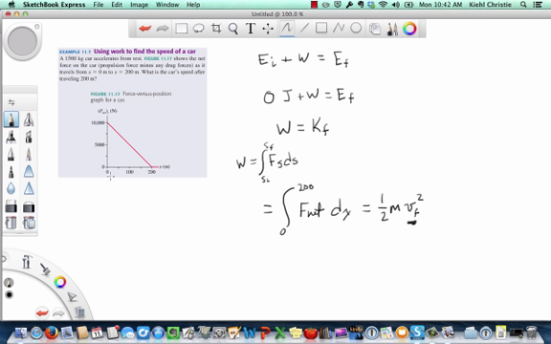So we just find the area. Since this is a triangle, we just take the area of the triangle, which is just going to be a half of the height, which is 10,000 newtons, times the base here, which is 200 meters. And that equals 1,000,000 joules.